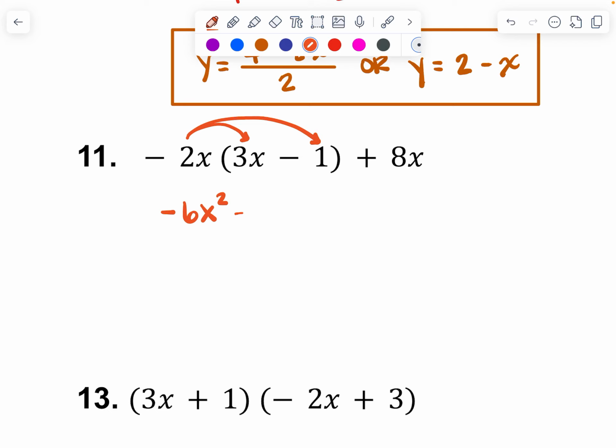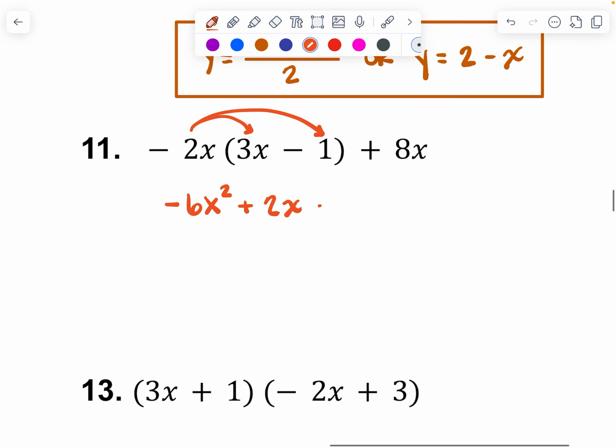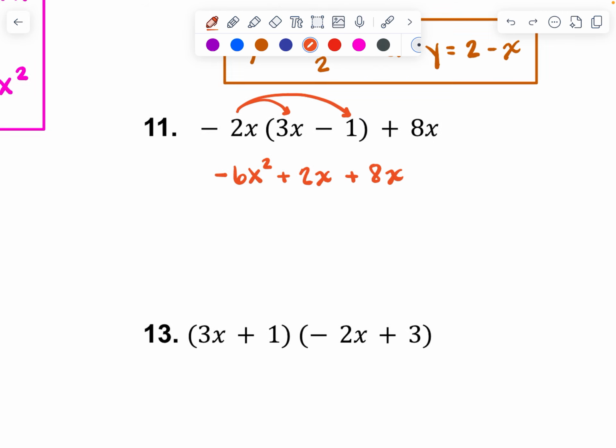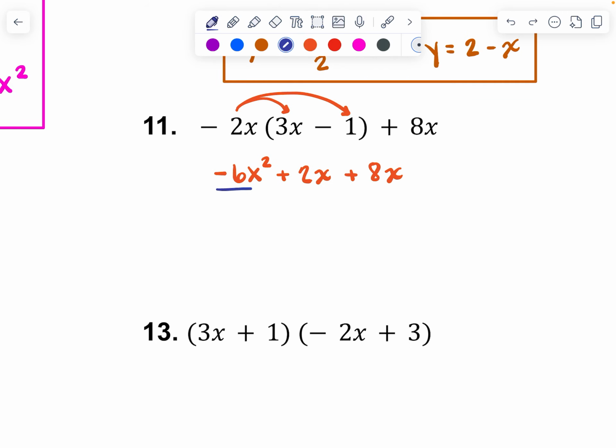Then we have a negative 2x times a negative 1, and negative times a negative is a positive, and clearly 2x times 1 is still just 2x. And we're done distributing, so I'm going to bring down that plus x term that's hanging off on the end over here. And now that we've multiplied out the parentheses, we're right back to where we just were on the previous problem. Now it's just an addition subtraction problem where we're looking for like terms.